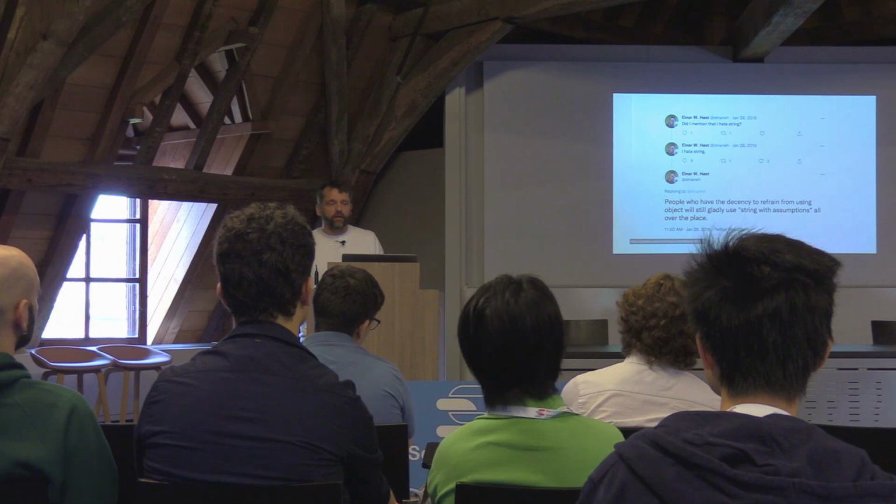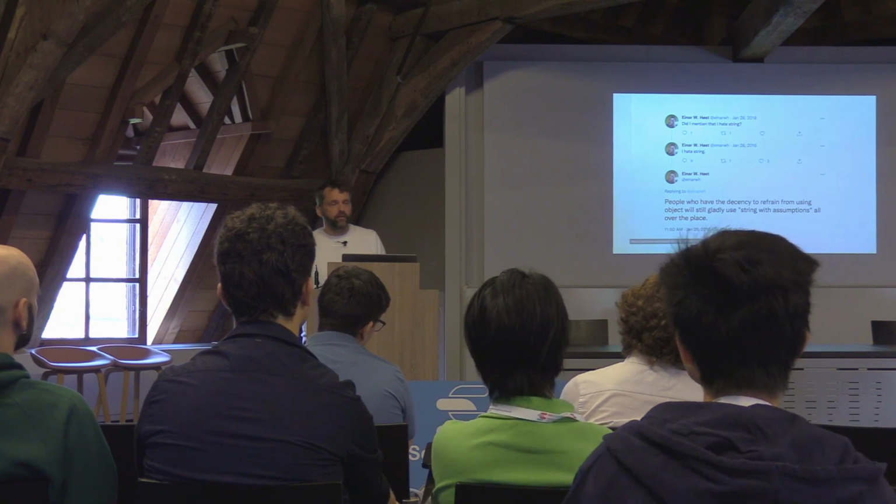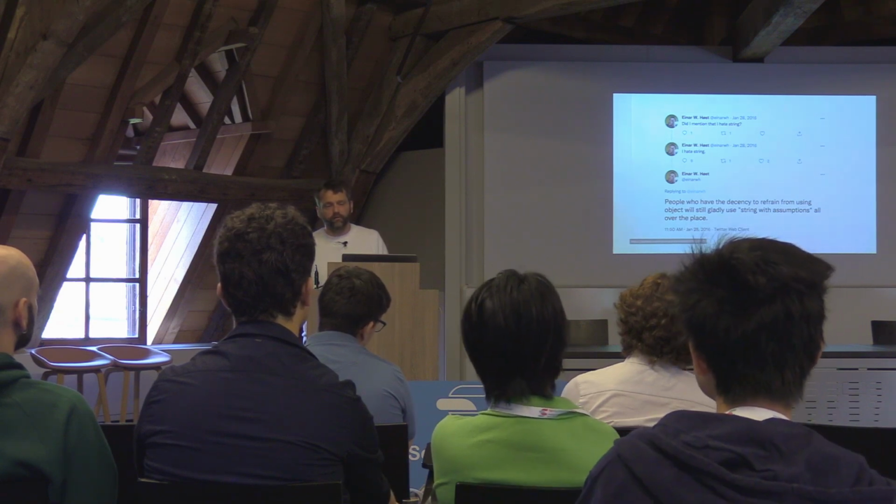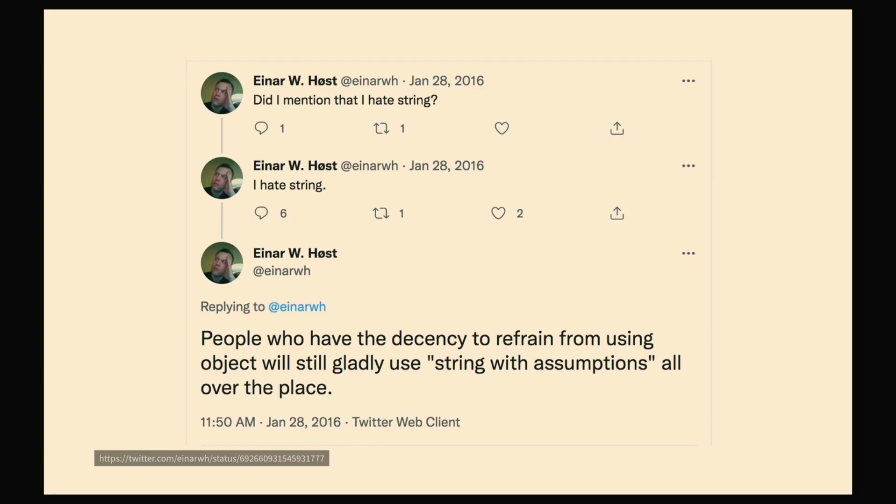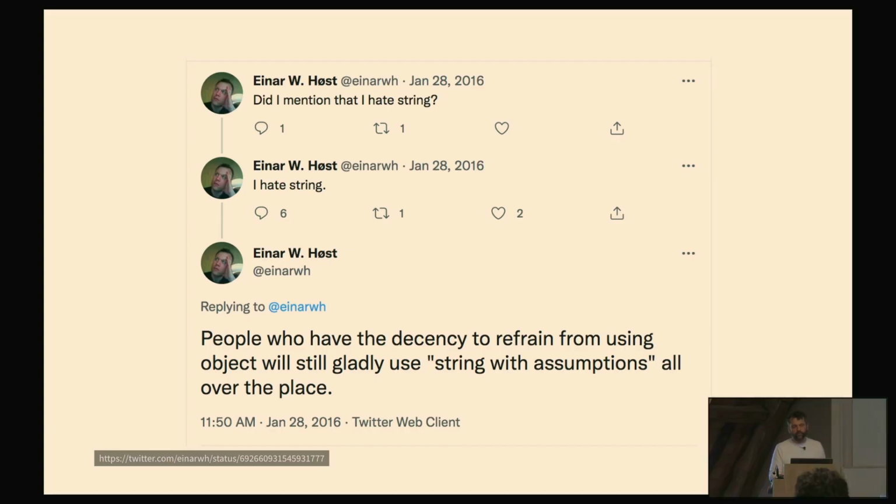And this is a speaker that frequently goes to different domain-driven design conferences and developer conferences to talk about coding, and has a lot of opinions about coding. And he wrote this Twitter rant. Did I mention I hate string? I hate string. People who have the decency to refrain from using object will gladly use string with assumptions all over the place. I really like this concept of string with assumptions, because that's something that we keep using all the time without thinking about it.